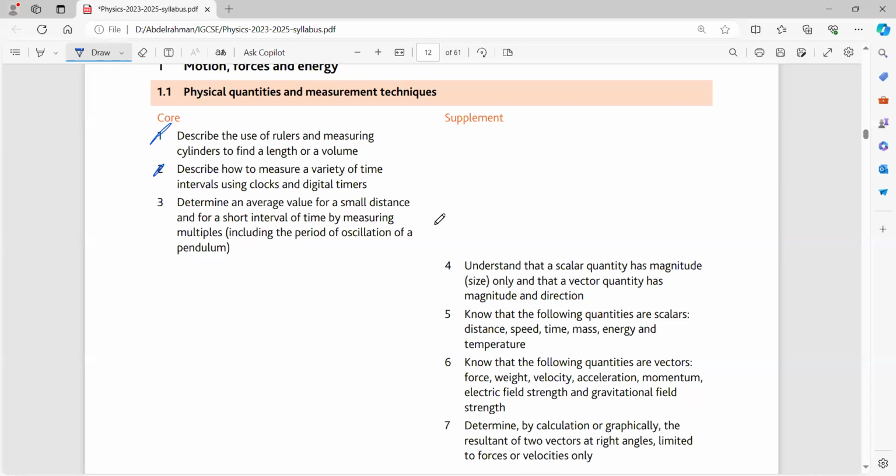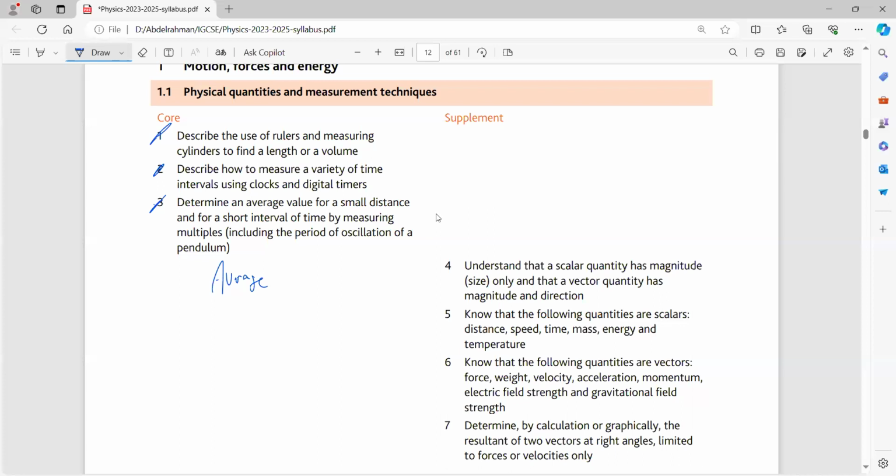Determine the average value for a small distance and a small interval. When we use the average, remember, if we had, for example, 1,000 sheets of paper, we will take the thickness of these 1,000 sheets of paper and then divide the thickness by 1,000. If we had the oscillations for a pendulum, we would take, let's say, 10 or 20 oscillations and then divide the time by 10 or 20. So the whole point is using the average.